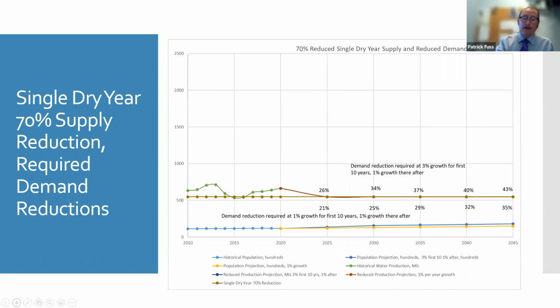So the top numbers, those represent the 3% growth in the residential sector and 1% growth for all of the other sectors for the first 10 years, and then 1% growth for everyone throughout. And you can see that there are some pretty significant reduction measures that would be required. But that 3% growth, that's not our historic norm. Our historical norm is more or less 1%, and that's reflected by these bottom numbers. And you can see that even those would require a significant reduction in water use throughout the population of Healdsburg.